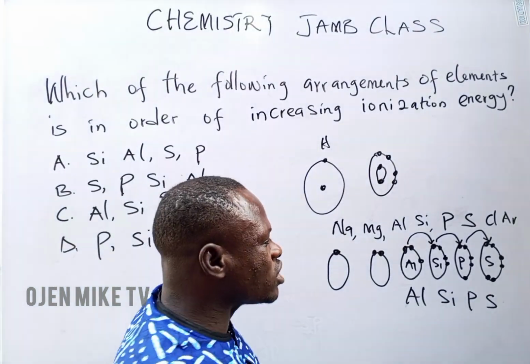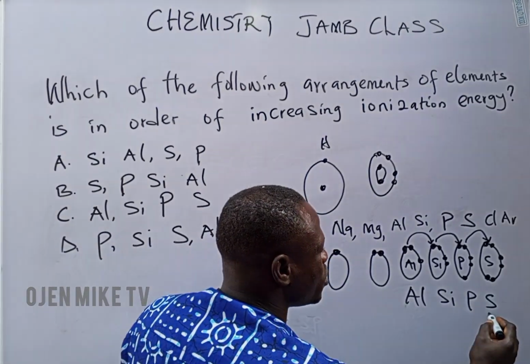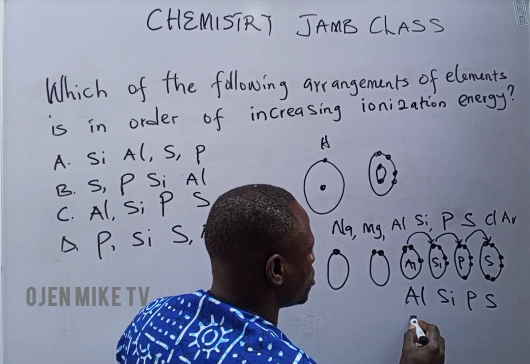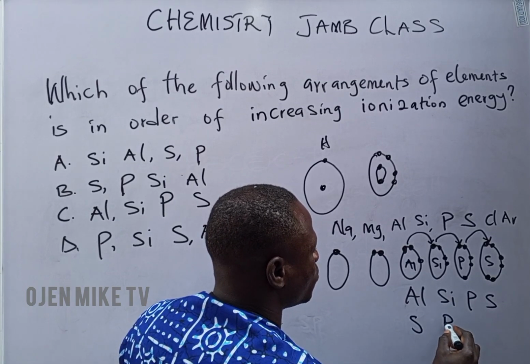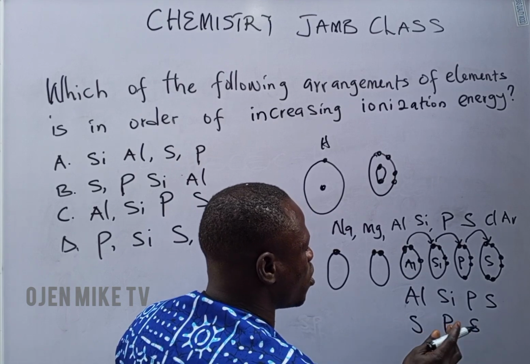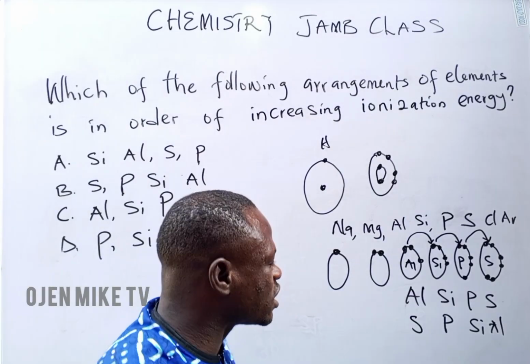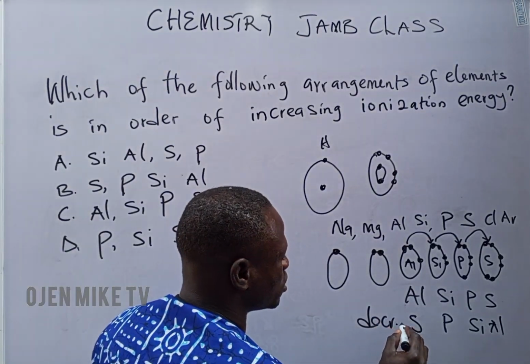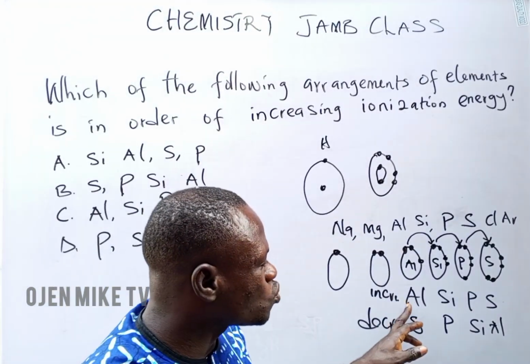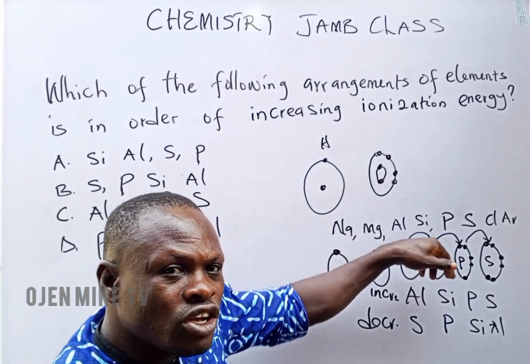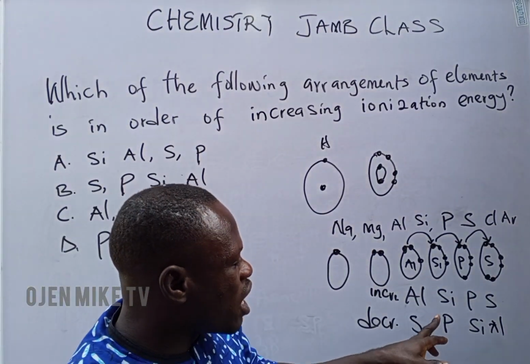Then in decreasing order, if you are asked, the decreasing order of ionization energy will be sulfur, phosphorus, silicon, and aluminum. This is the decreasing order, while this is the increasing order. Increasing is from here, where the amount of energy is now more. Decreasing is from sulfur, where it now begins to be lesser and lesser.